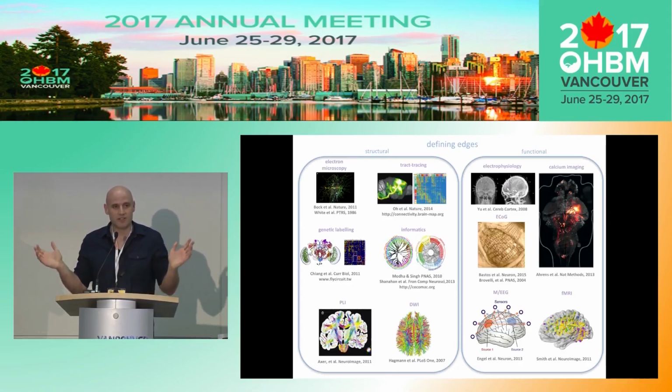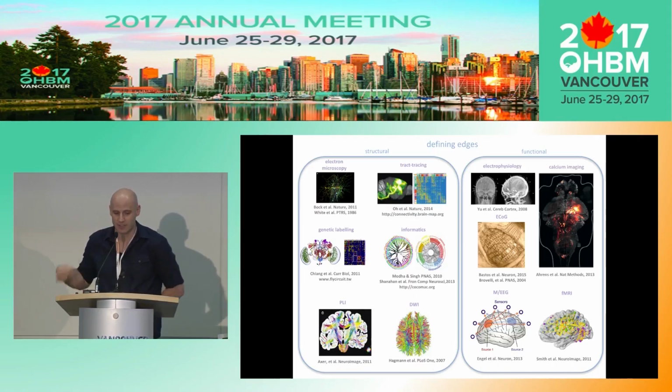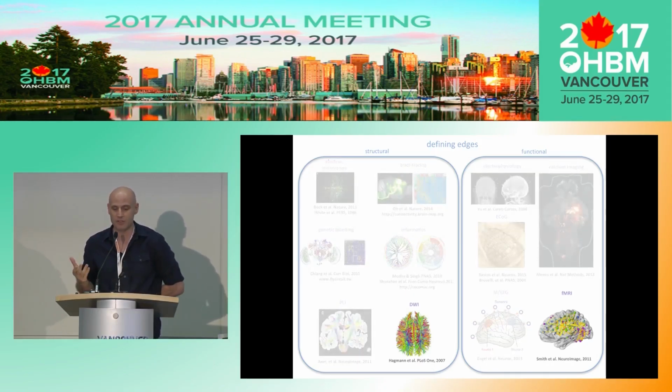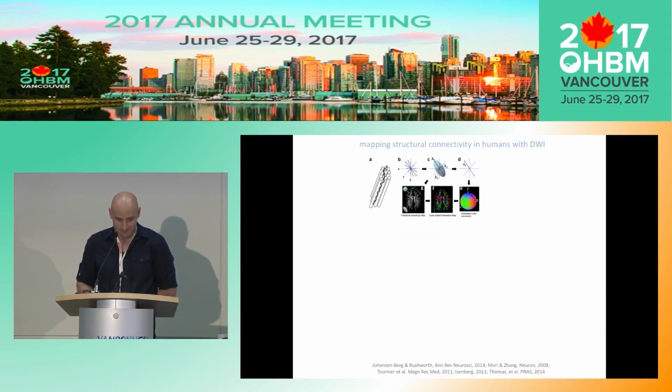Now, there's lots of different ways of measuring connectivity in different domains of neuroscience that vary in terms of how invasive they are. And people have tried to build connectomes and functional connectivity maps using all of these different techniques. I'm not going to go through all of them. I'm just going to focus on the two that we most commonly use in imaging, which is diffusion MRI for structural connectivity and functional MRI for functional connectivity. So we'll start with diffusion MRI.